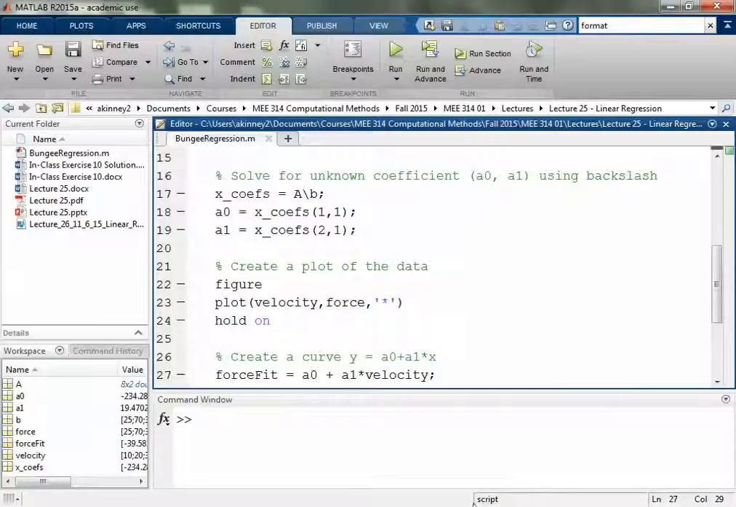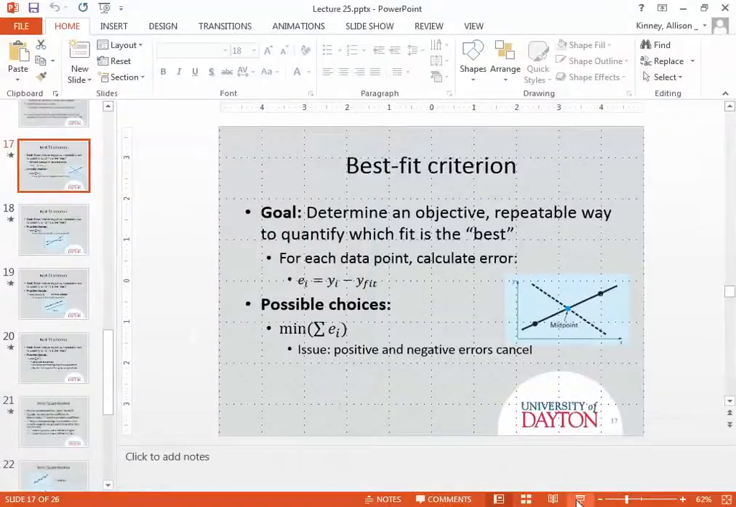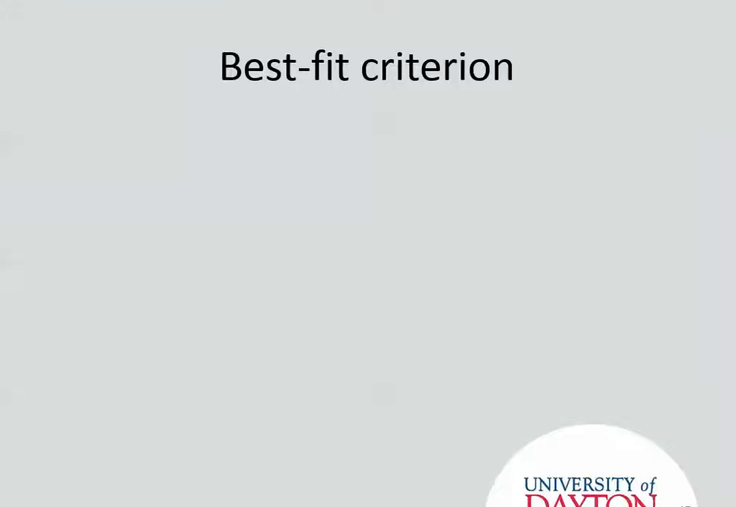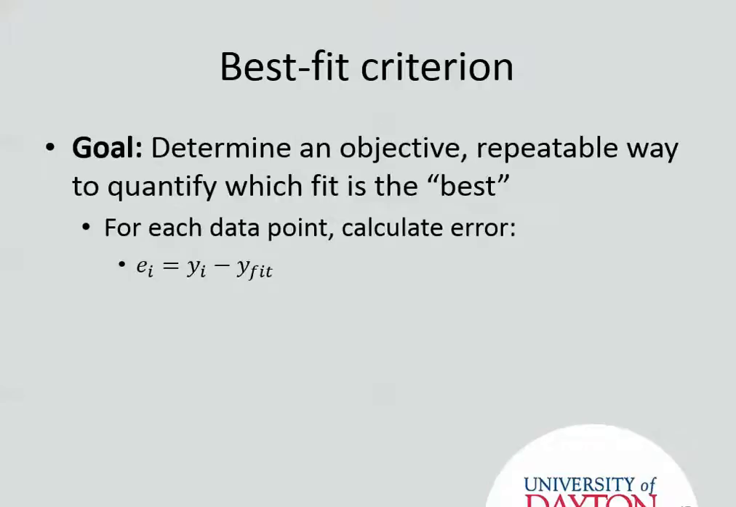So I'm going to jump back over to the PowerPoint for a minute, and we'll talk about how we determine what the best fit is. And so when we're doing regression, we want to determine an objective, repeatable way to quantify which fit is the best fit to our data. And so for each point, we can calculate the error. And the way we calculate the error, we got that equation up there, but what the heck does that mean?